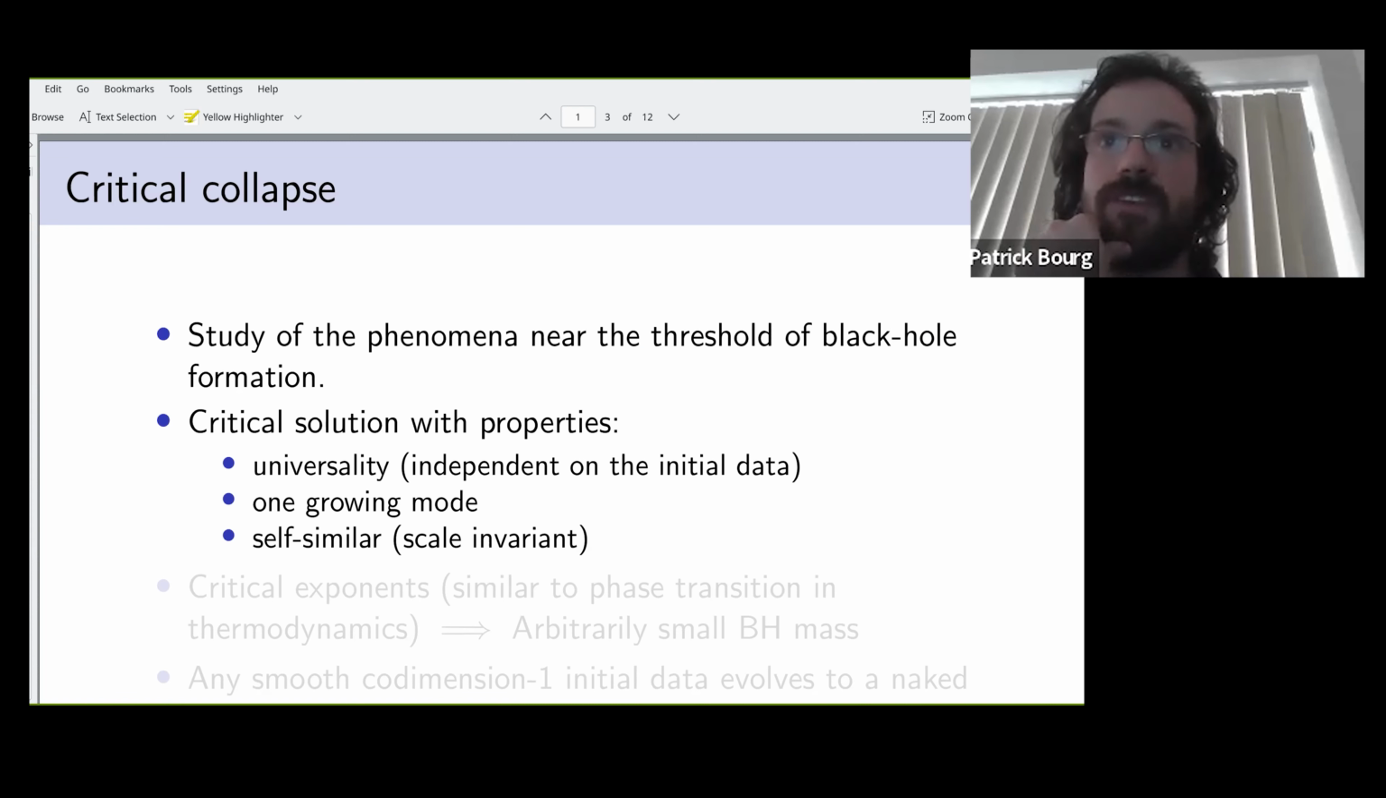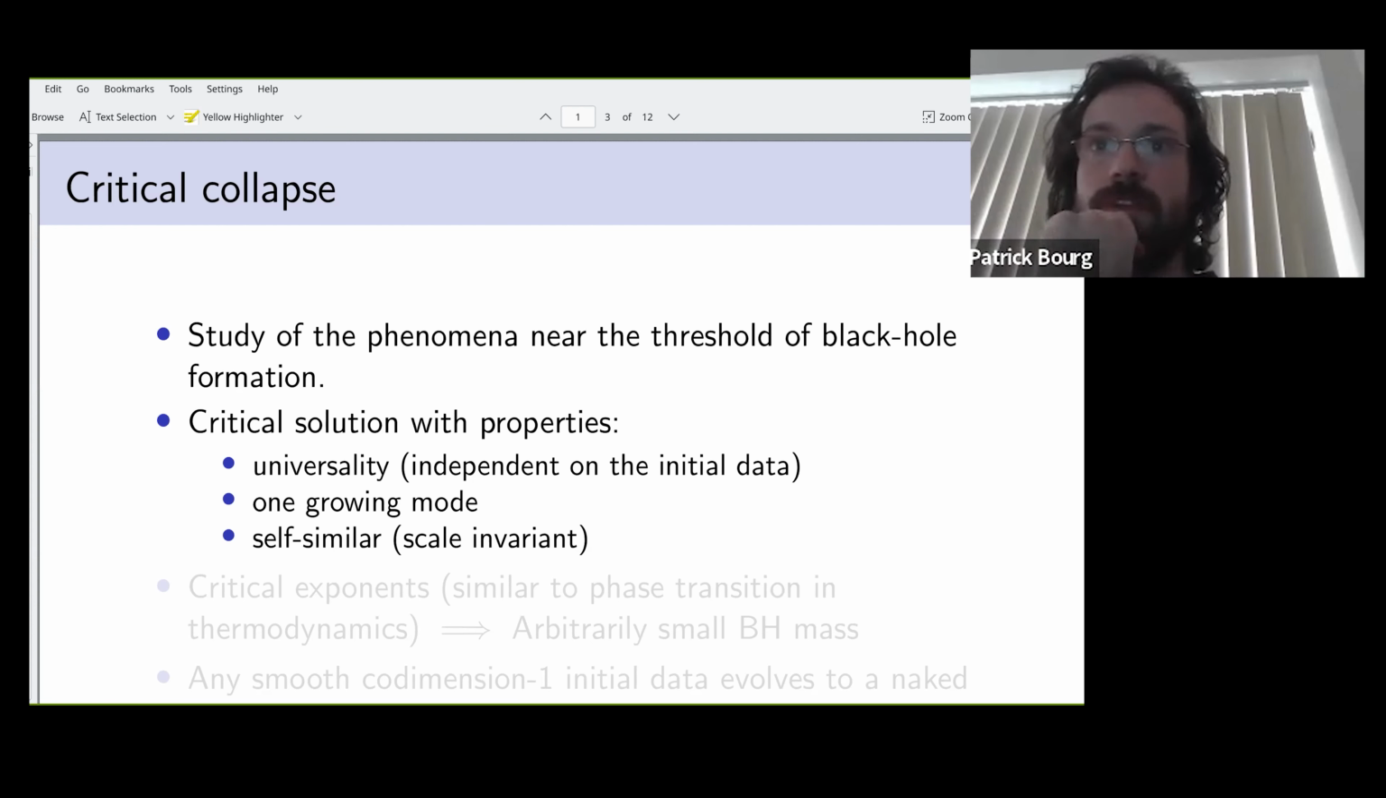One of them is called universality, and by that, we mean that it doesn't depend on your initial data. It has a single growing mode, so if you just do perturbation theory, it has just a single growing mode. And it's self-similar. By self-similar, you can think of the usual Newtonian equivalent, which is to say that the solution only depends on radius over time.